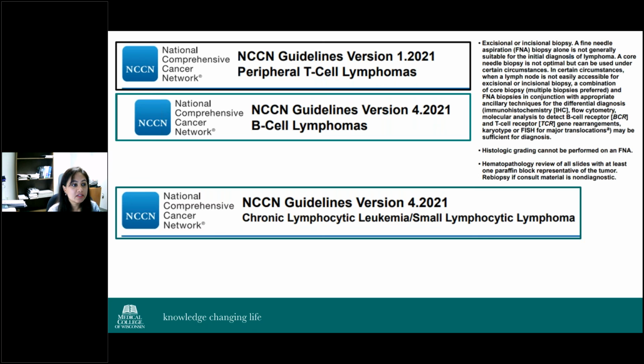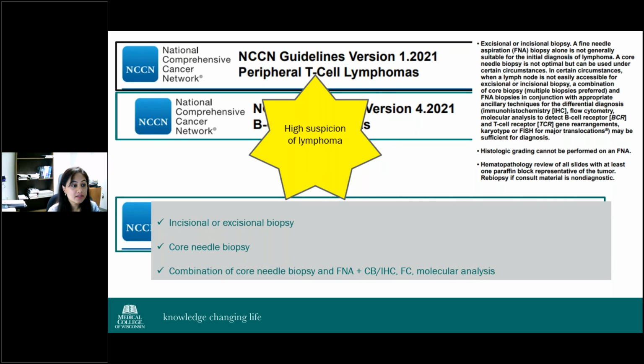Looking at the guidelines for peripheral T-cell lymphomas, B-cell lymphomas, and CLL, SLL, if there is a high suspicion of lymphoma, incisional or excisional biopsies are best. However, in this case, a combination of FNA and core needle biopsy, and making sure that we have enough for flow cytometry, for molecular analysis, and for ancillary studies is also good enough for this.